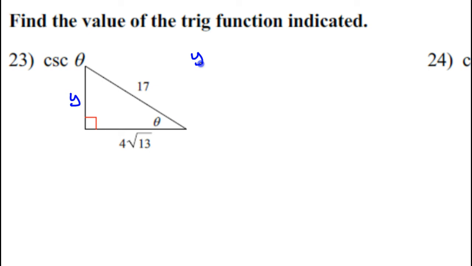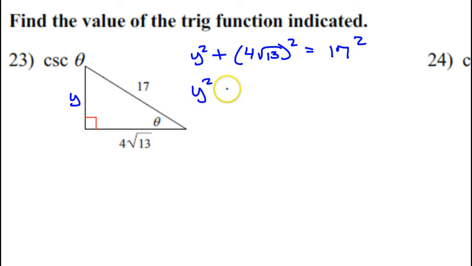So according to the Pythagorean theorem, leg squared plus leg squared is going to equal the hypotenuse squared. So let's see, this is going to be y squared. 4 squared is 16. Radical 13 squared is just 13. So squaring the radical is just going to make the radical go away. And then these are going to be multiplied, so keep track of that. And then we have 289.